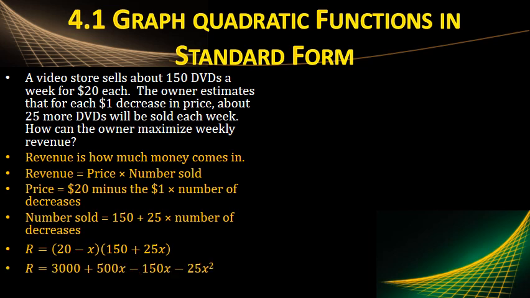Let's multiply those together. So we're doing a little bit of FOIL. So we have the 20 times the 150, which gets the 3,000. 20 times 25x, to get the 500x. Negative x times 150 to get the negative 150x, and negative x times 25x to get the negative 25x squared. Combine like terms and rearrange it to be in standard form. You get this for the revenue function.